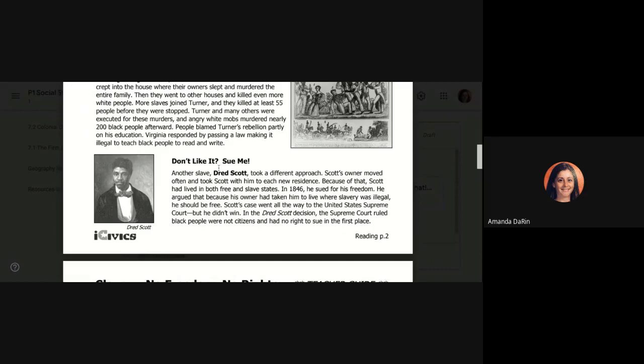Another slave, Dred Scott, took a different approach. Scott's owner moved often and took Scott with him to each new residence. Because of that, Scott had lived in both free and slave states. In 1846, he sued for his freedom. He argued that because his owner had taken him to live where slavery was illegal, he should be free. Scott's case went all the way to the United States Supreme Court, but he didn't win.